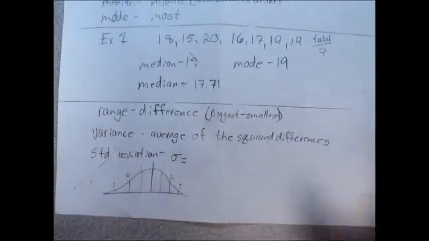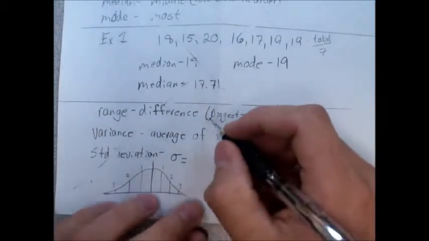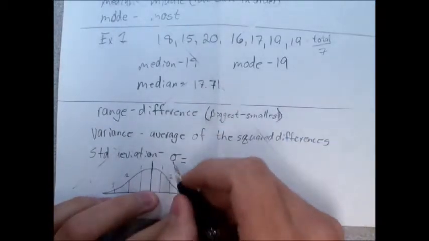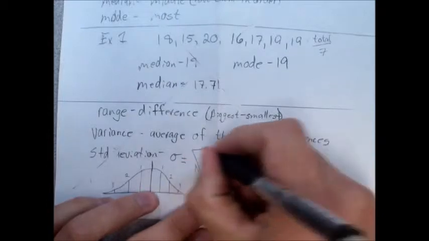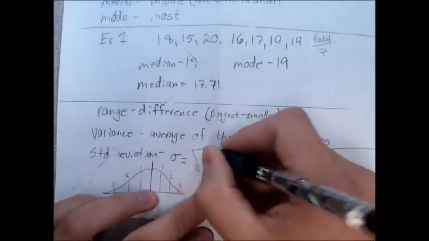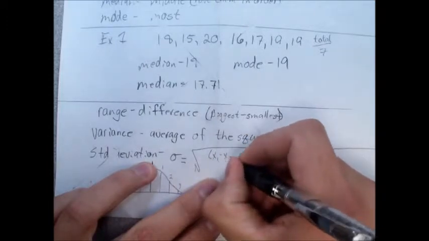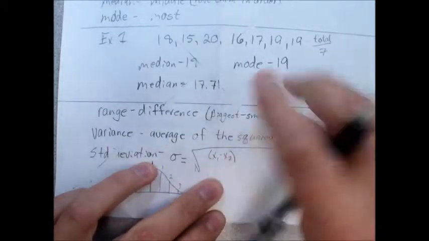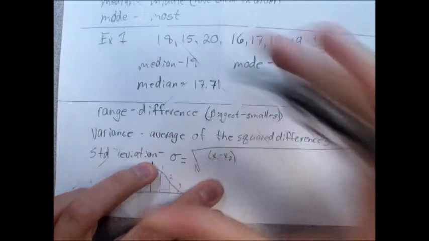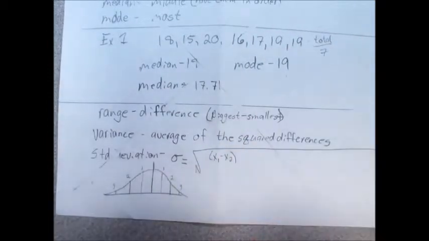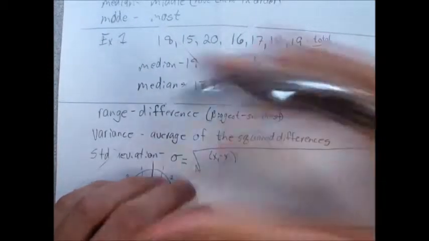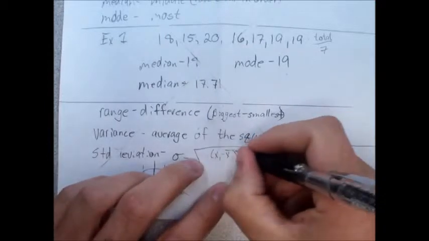So the long definition for standard deviation looks like this. Sigma equals the square root, and it's a long square root, of the difference of your data points. Each data point is subtracted from your average, and then they square it.